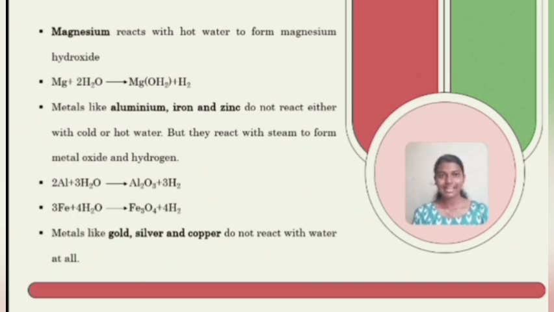The other metals like aluminium, iron and zinc do not react either with cold or hot water, but they react with steam to form metal oxide and hydrogen. And we also observe that metals like gold, silver and copper do not react with water at all.